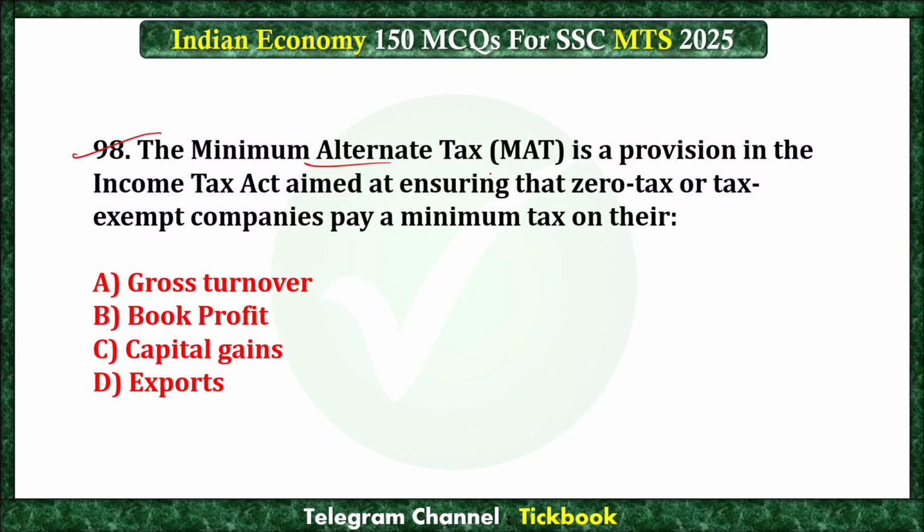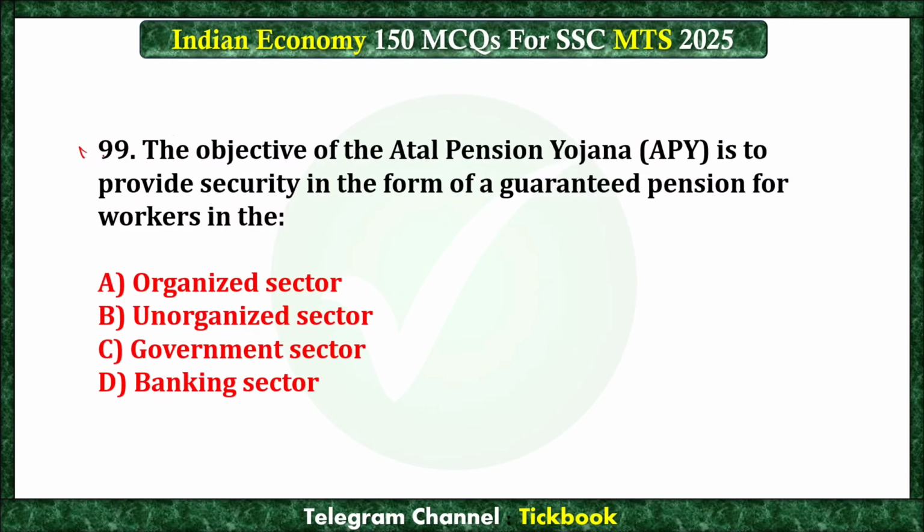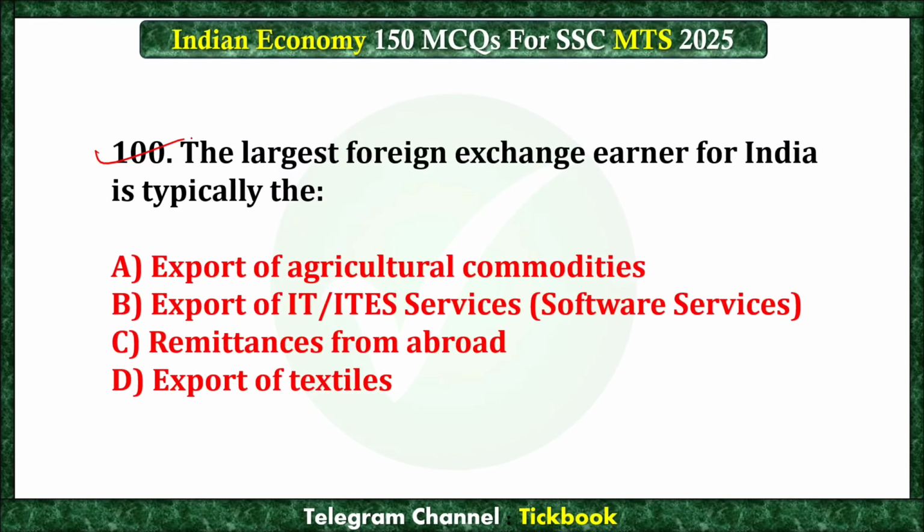98. The minimum alternate tax is a provision in the Income Tax Act aimed at ensuring that zero tax or tax exempt companies pay a minimum tax on their number B, book profit. 99. The objective of the Atal Pension Yojana is to provide security in the form of guaranteed pensions for workers in the option B, unorganized sector. 100. The largest foreign exchange earner for India is typically the option number B, exports of ITES services, software services.